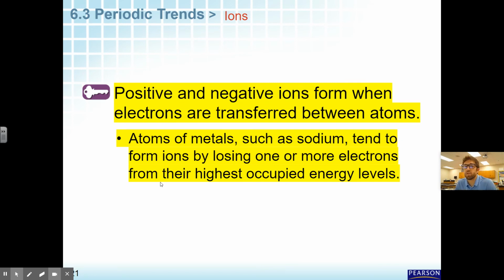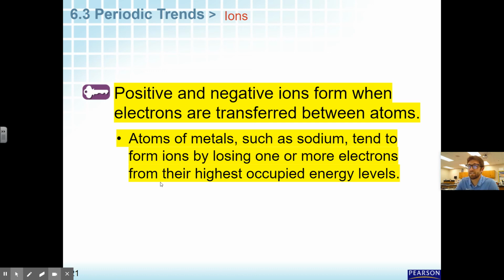But ions form when electrons are transferred. Okay, we do not transfer protons. If we were to transfer a proton, if that were to be possible, we would not have the same element because protons tell you what element you have. Okay, so when chemical bonding occurs, it is because of the transfer of electrons. So atoms of metals such as sodium, and this is important not just for this unit, but for the rest of the school year, tend to form ions by losing one or more electrons in their highest occupied energy levels. So, what you need to know right now is that metals lose electrons and they become positive.